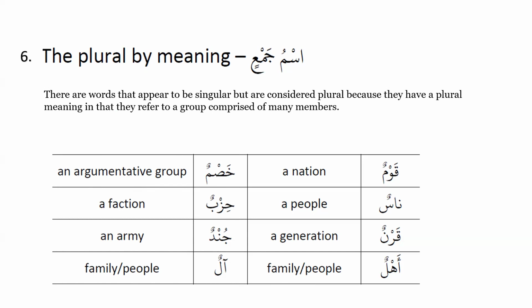People, like a'udhu birabbi nas, which is surah Nas, right? Nas means people, so the word nas is plural. Qarn means generation, also plural. Ahl al-kitab, as we say, the people of the book. Ahl also means family, they're plural. So these words are plural by meaning.